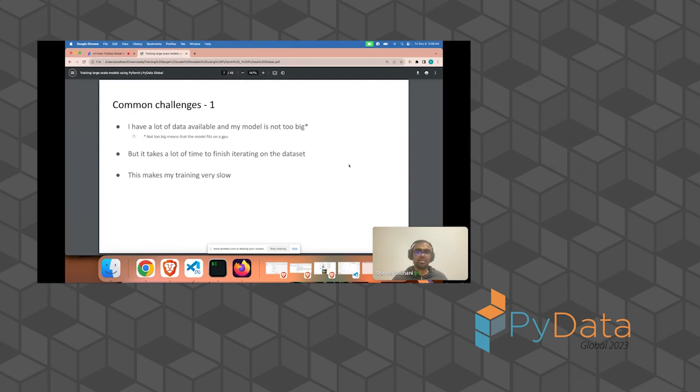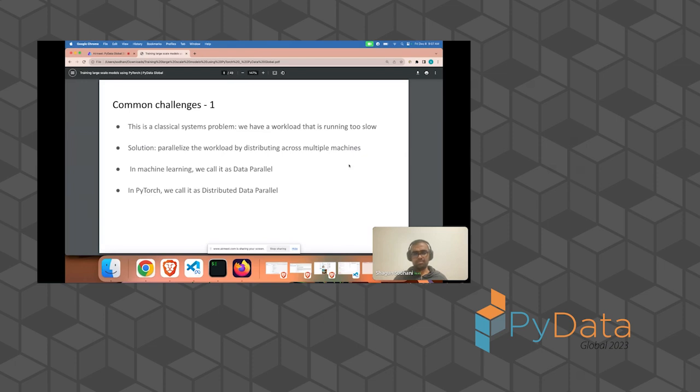Okay, so what are some of the common challenges that we come across? The first challenge is that, hey, I have got a lot of data available, but my model is not too big. And when we say my model is not too big, it basically means that the model can fit on a single GPU. I've got data, I've got a model that fits on a GPU, but it takes a lot of time to finish iterating on the dataset, or it takes a lot of time to train the model on this dataset. So this is one of the common challenges that we get.